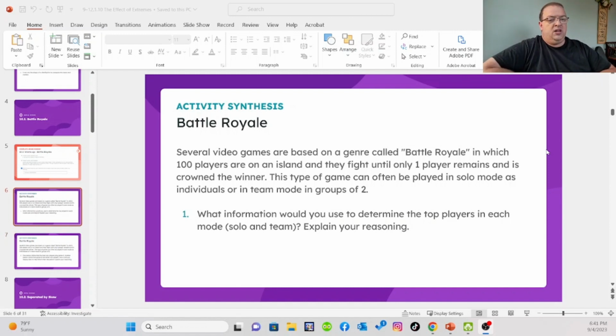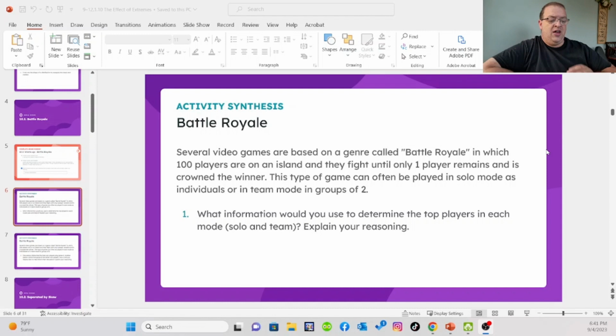Okay, for anybody watching at home, for number one, what information would you use to determine the top players in each mode? So there's different trains of thought on this. Now, if the goal is to be the one remaining player, then the best player, it could be argued, is the person who manages to be that last survivor the most often. So victories in this game mode would be one way that somebody could say they are the better player.